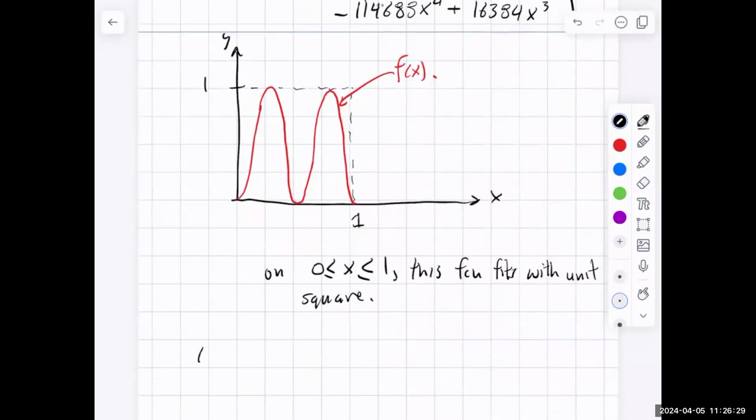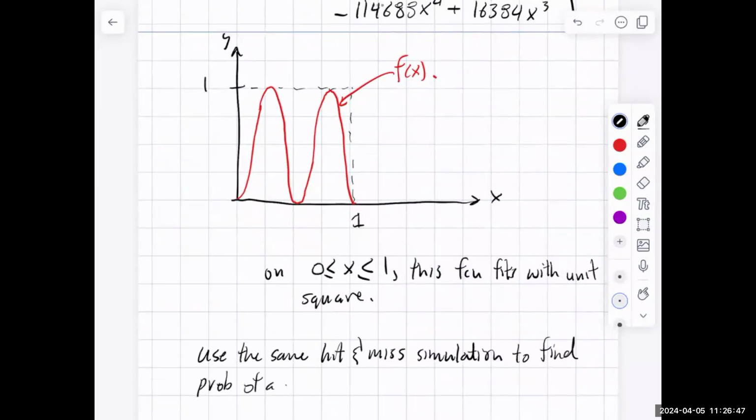Okay, so we use the same hit and miss simulation to find the probability of a point landing beneath the curve.